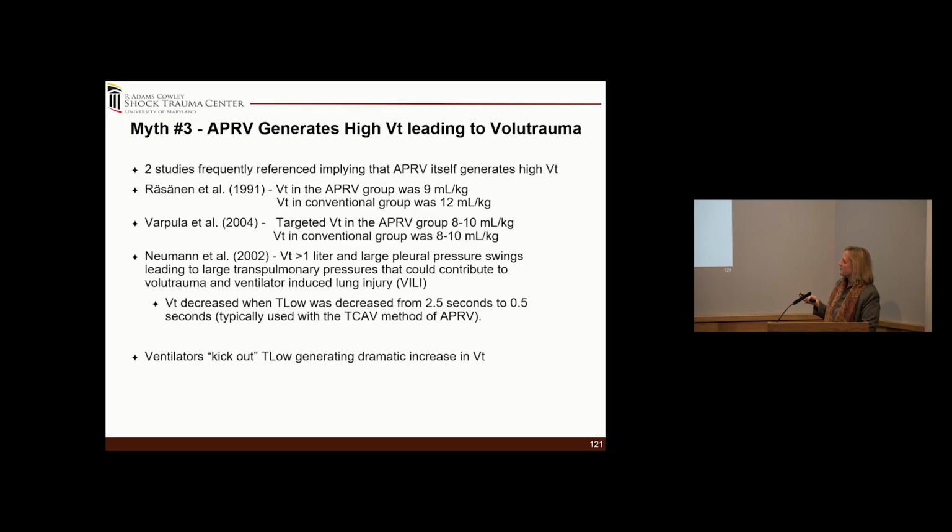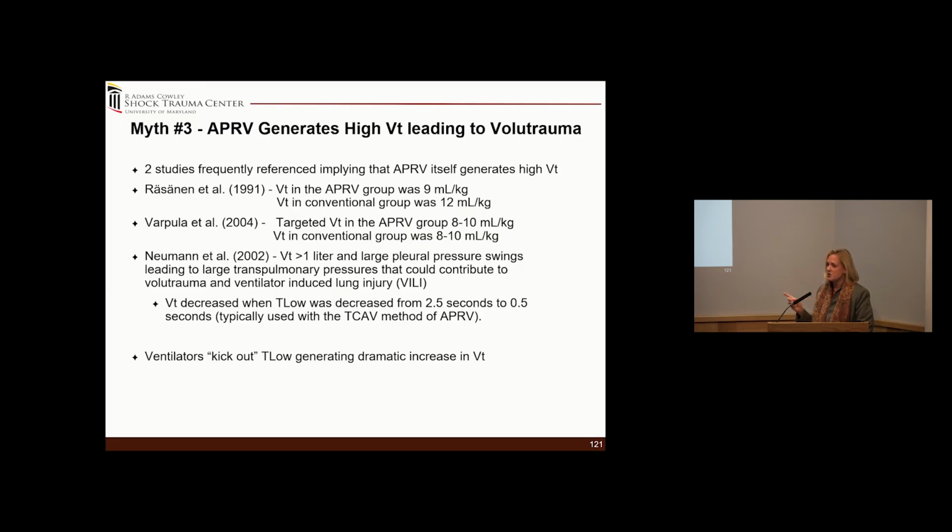Also, Neumann is referenced, that tidal volumes greater than a liter cause large pleural pressure swings, which could lead to VILI. But if you actually read that study and break it down, the tidal volumes that were above a liter were because the T low was set to 2.5 seconds. As the T low was reduced to 0.5 seconds, as is typically used with TCAV, the tidal volumes came down greatly.